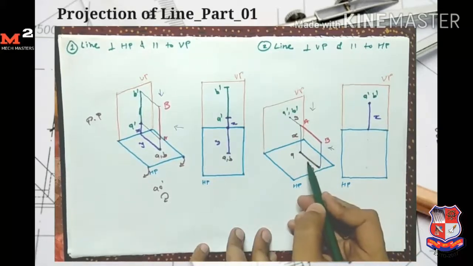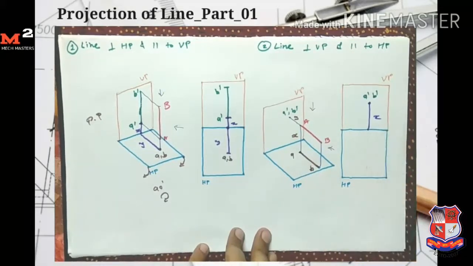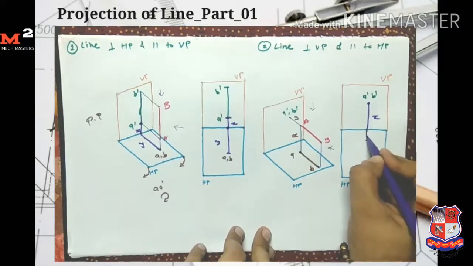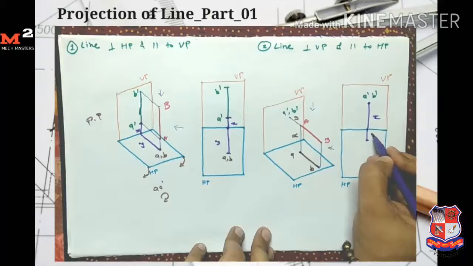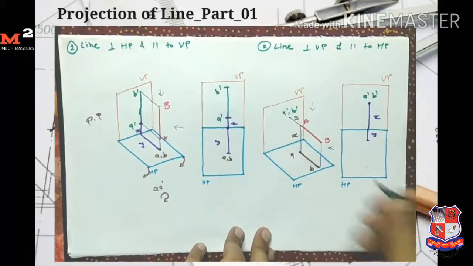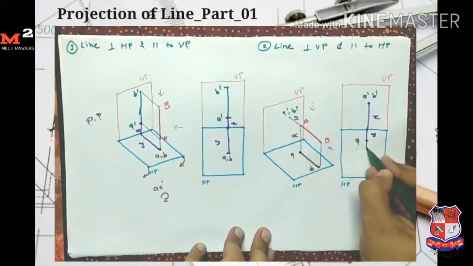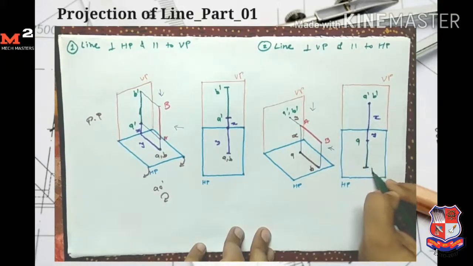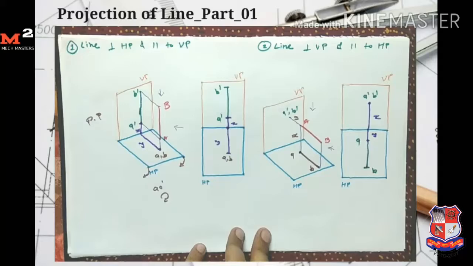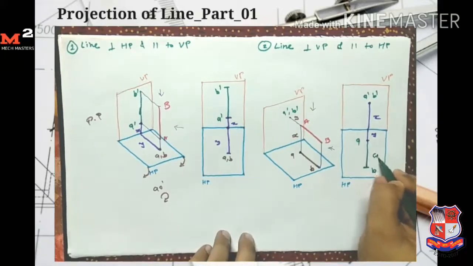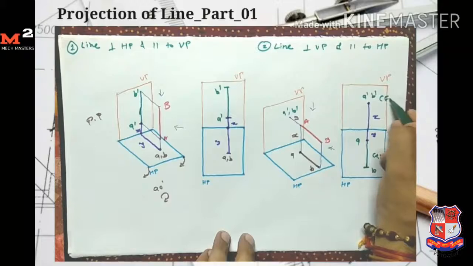Okay, now draw the top view. I measure the distance y mm here, because the point is y mm in front of VP, and mark the point, so I get my point A here. Now, taking the true length here, I mark the point B. So in this way I draw the front view and top view for the line AB, which is perpendicular to VP and parallel to HP. This is my top view and this one is the front view.